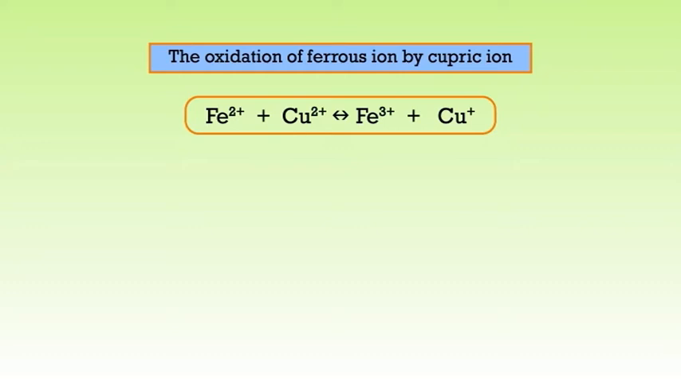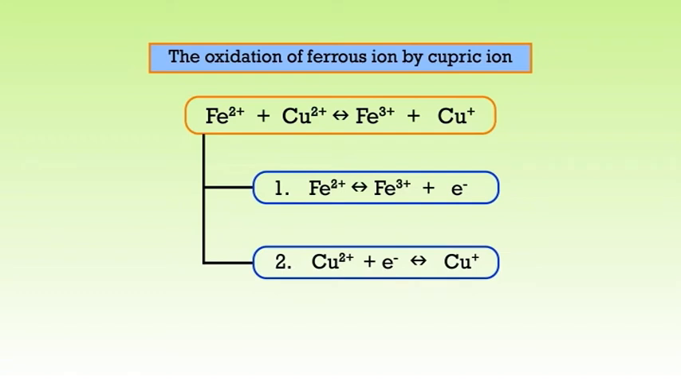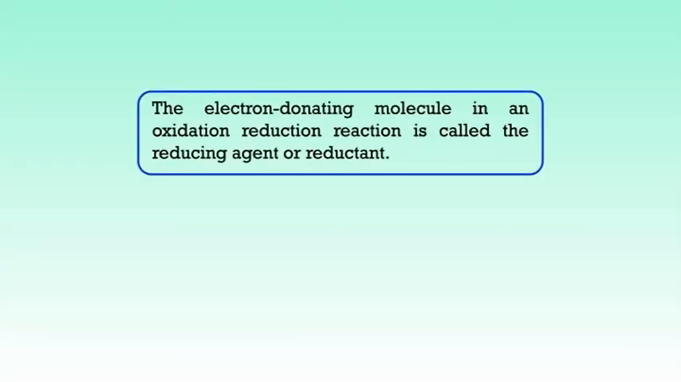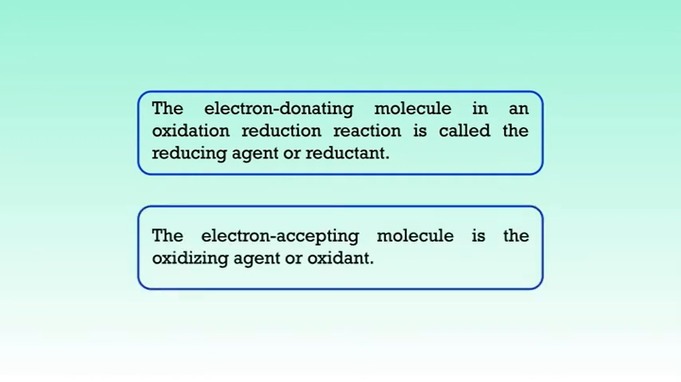This can be described in terms of two half reactions. First, the ferrous ion is converted to a ferric ion plus 1 electron. And second, the cupric ion is converted to a cuprous ion as it accepts 1 electron. The electron donating molecule in an oxidation-reduction reaction is called the reducing agent or reductant. The electron accepting molecule is the oxidizing agent or oxidant.